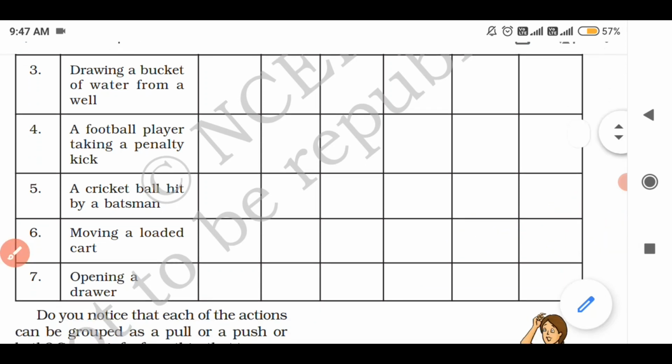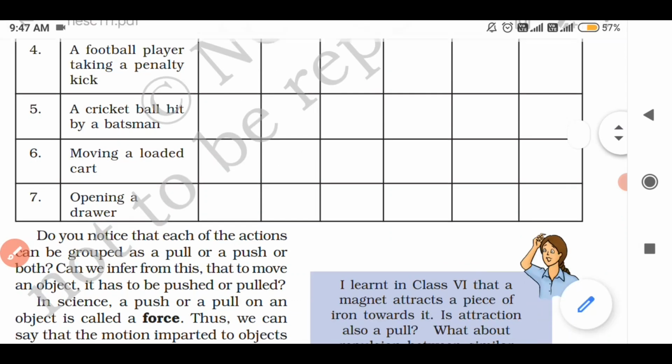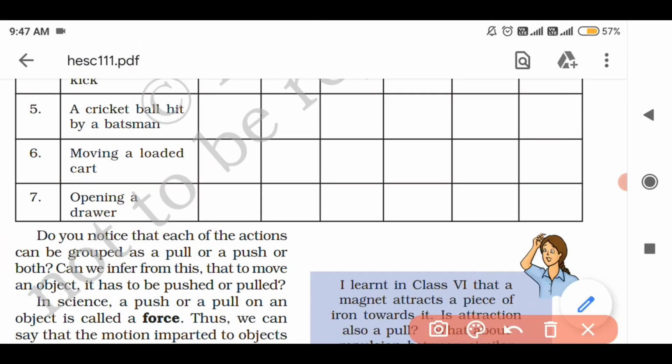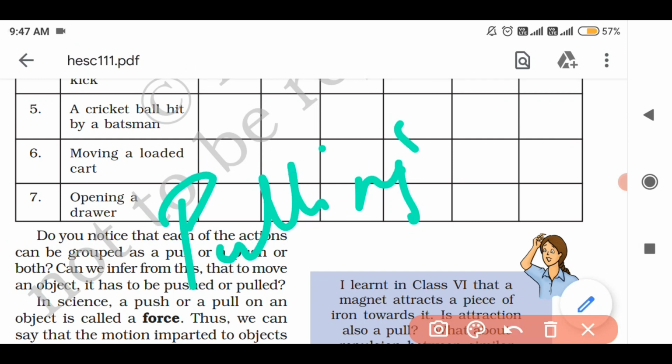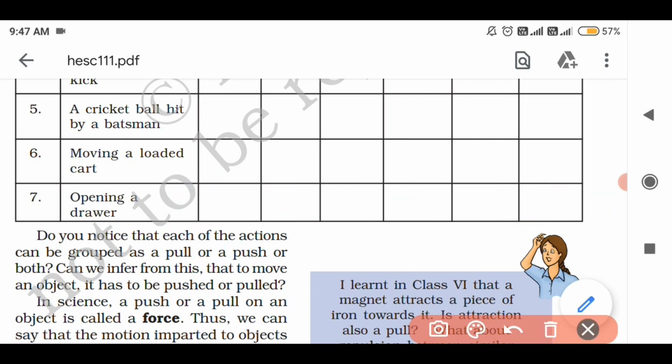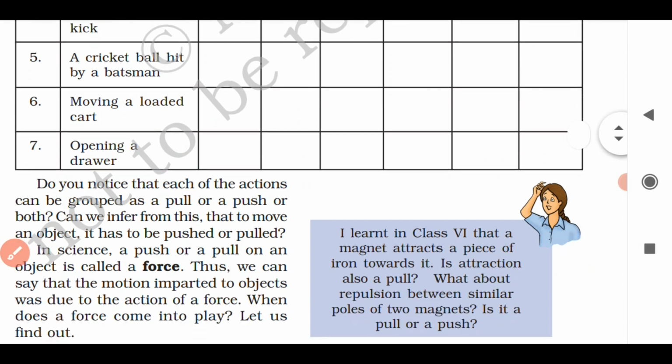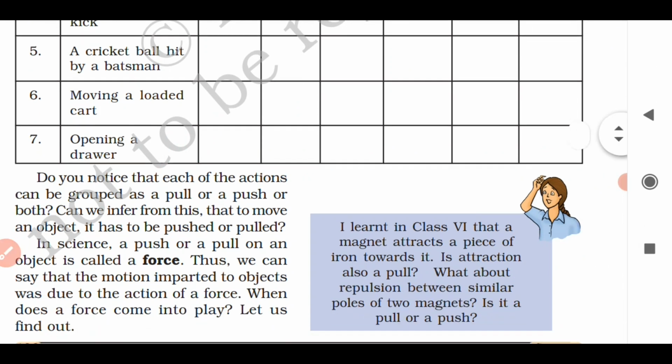Situation number 6, opening a drawer. So generally when we open a drawer, we do pulling. Pushing is not involved here, so we can write no in this box, and yes we can write for the pull box. Clear? So this completes your table 11.1, and you can note these things with your pencil in the book.